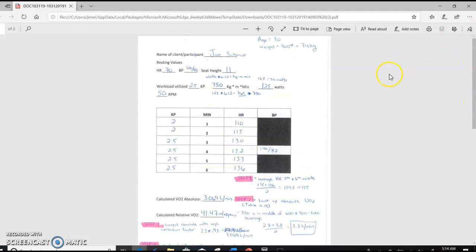This is the sheet you'll be using for your practical. I'll point out how I got to where I got. I'll walk you through the math so that you can rewatch this video, and if you have any questions, hopefully this will clarify any confusion.